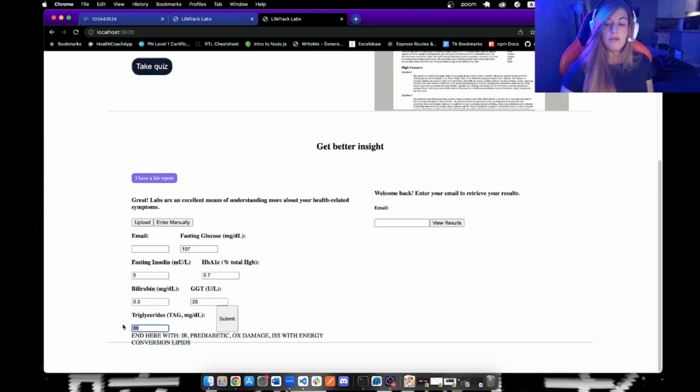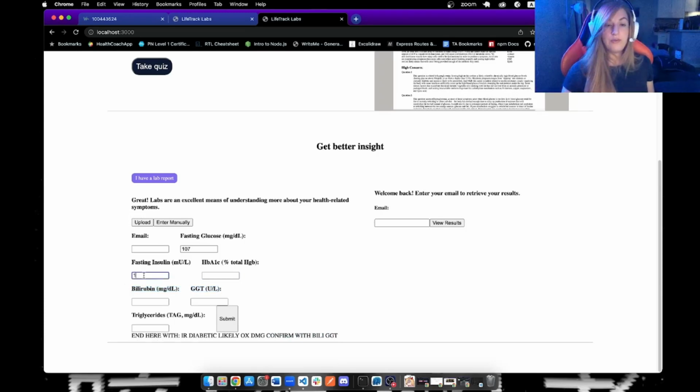But because it's based on correlations and a decision tree, you don't need all of these values. So for example, if you had, let's just say, another metric. The response is now insulin resistant, diabetic, likely oxidative damage, but we would need to confirm with bilirubin and GGT, which are the two that we've left out here.